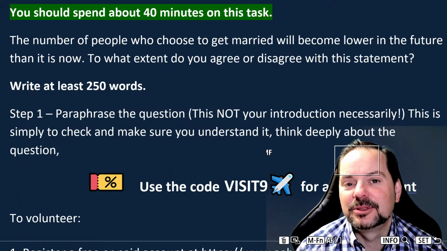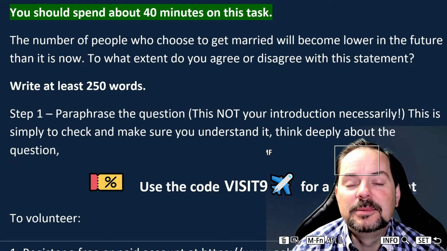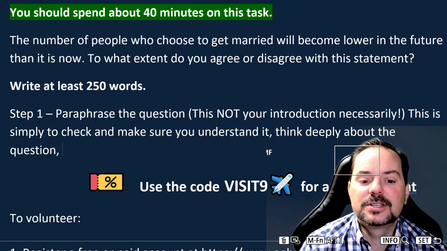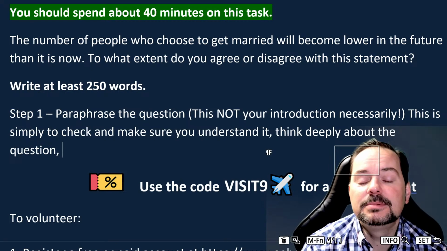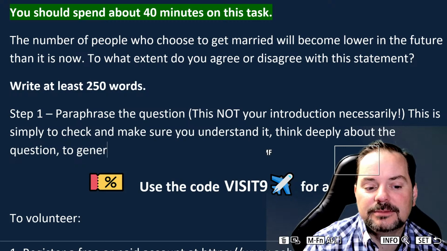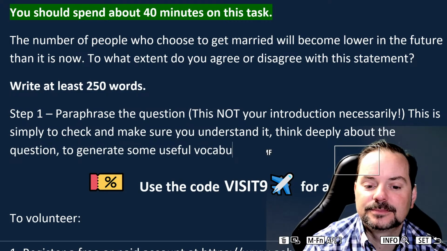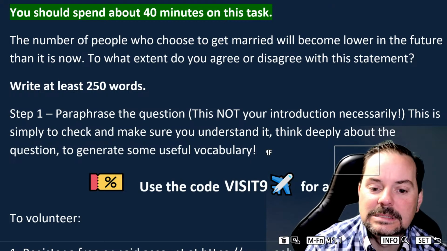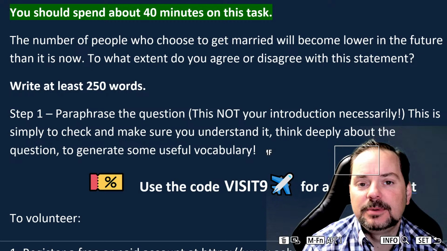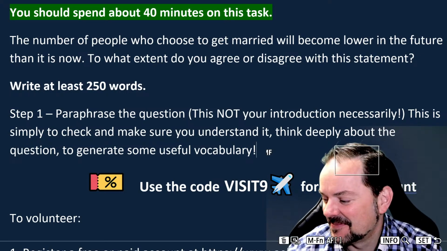You think deeply about the question, so you start to think about, okay, well, what is marriage? Why do people get married? And so forth. So it's to make sure that you understand it, to think deeply about the question, and then to maybe generate some useful vocabulary. Okay? And it is probably going to be useful in some part of the essay. All right?